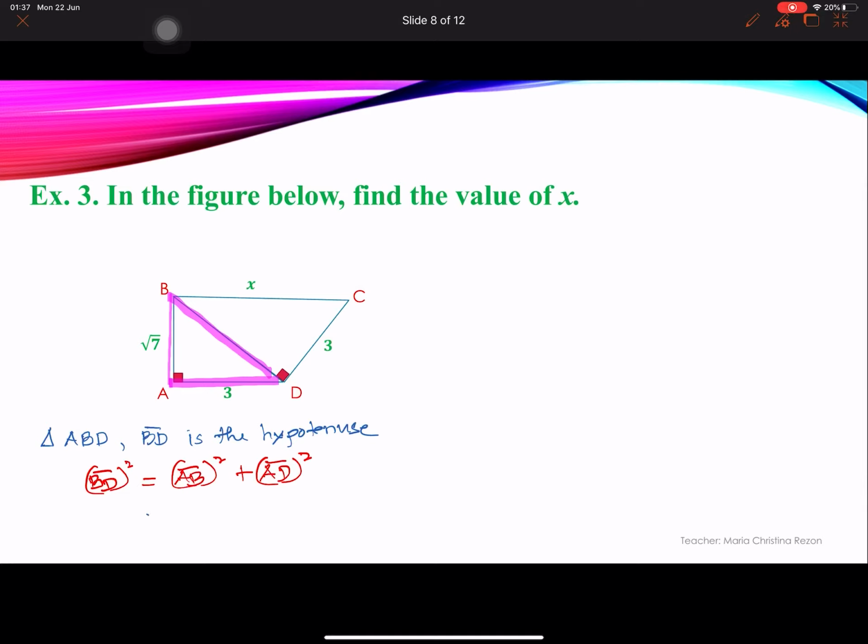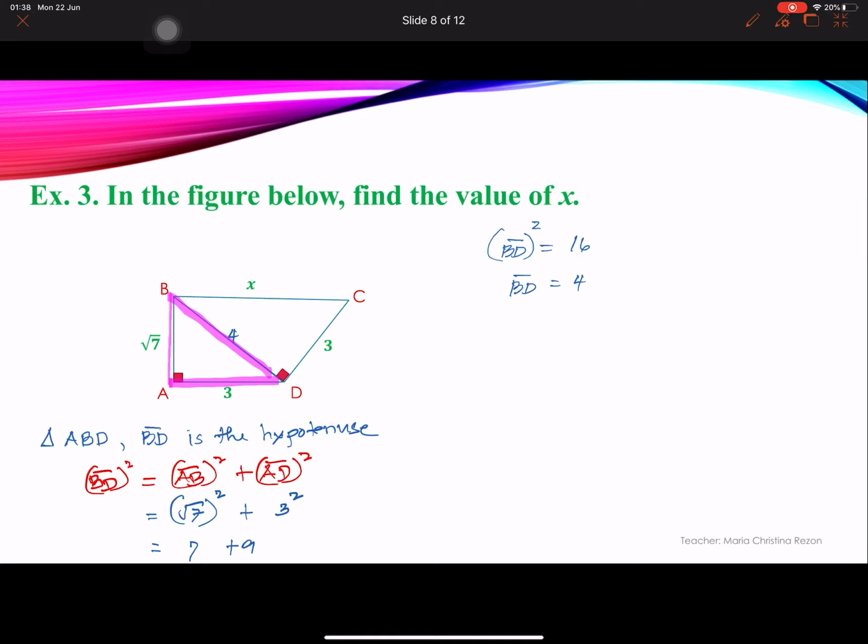AB is square root of 7, squared, plus 3 squared, so you will have 7 plus 9. So your BD squared is equal to 16. So BD is equal to 4. In other words, this is 4 here.